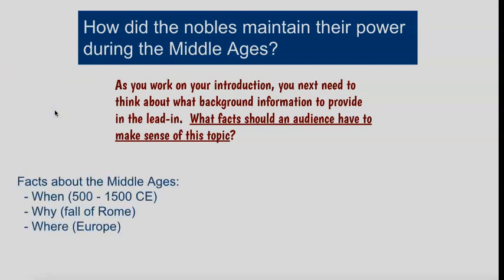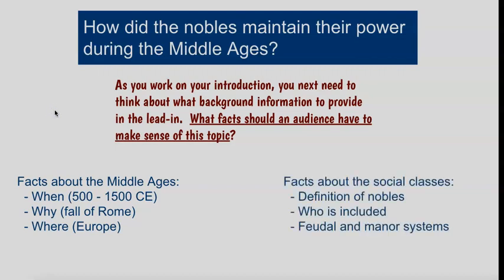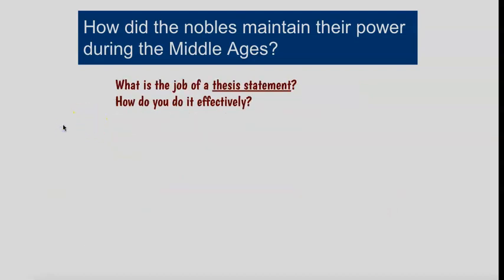If I'm writing this, I might want to include some basics about what the Middle Ages are, and some basics about social classes, and especially the nobles, since they are the focus of this prompt. Your audience might need some of this information to make sense of your actual ways that they kept power later on. How exactly you weave those all together and which pieces you include is going to be different with every paragraph. But if you're thinking about it at the beginning, it will then give you a starting point for what you need to include in that intro.